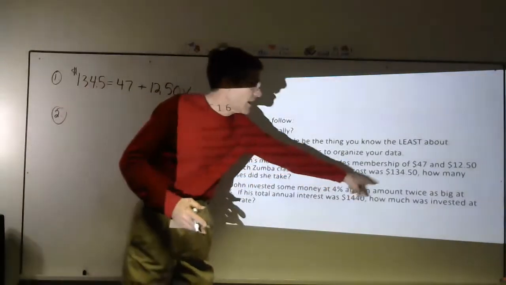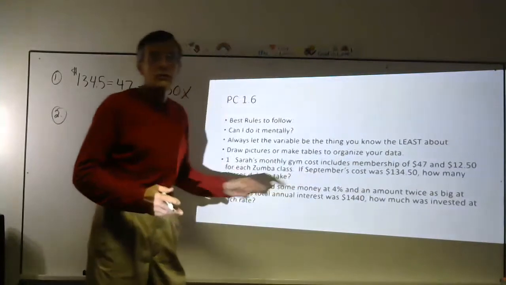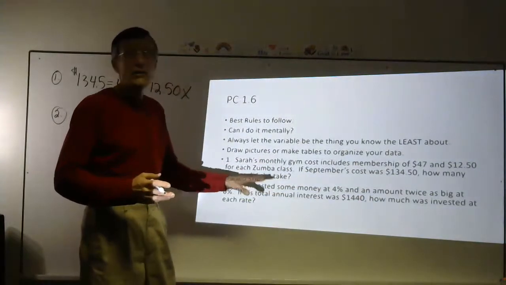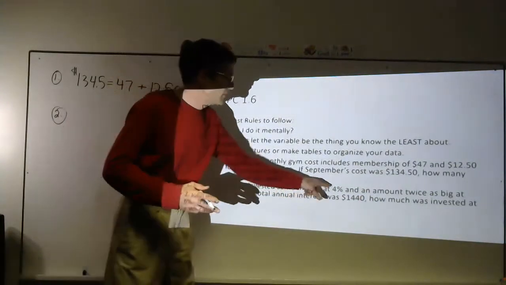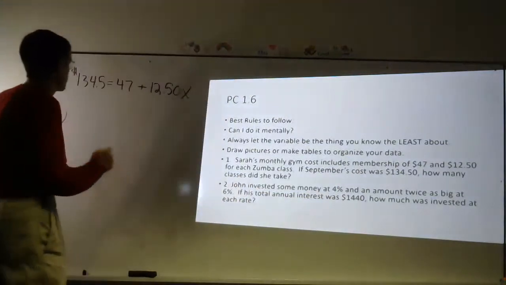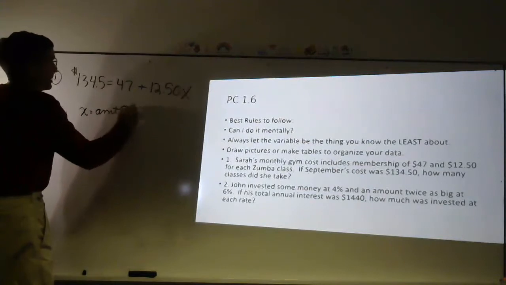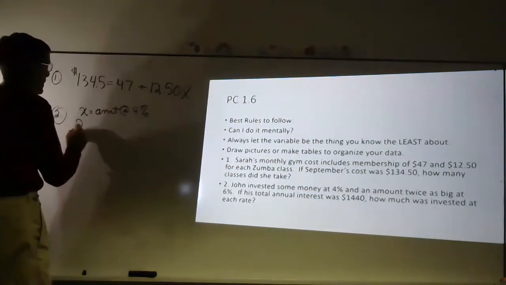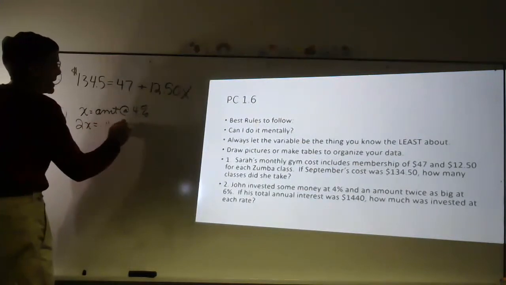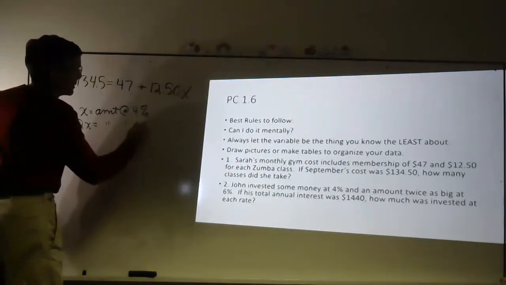Well, the amount at 6%, I know something about it. It was twice as big as the amount at 4%. The one I don't know anything about is the amount of money I invested at 4%. So I'm going to let X be the amount at 4%. Twice X would be the amount at 6%.